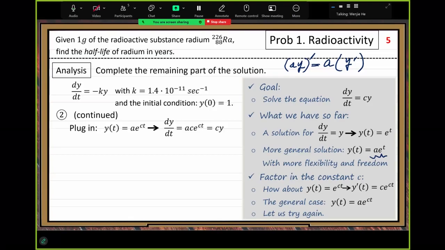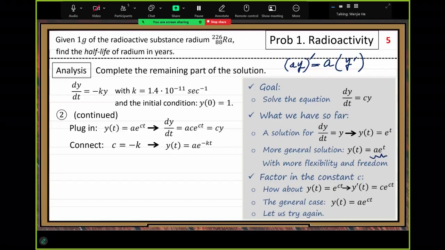Then we want to connect to our current equation. C equals negative k this time. C equals negative k. Then we need to write the y function as a times e to the negative k times t.